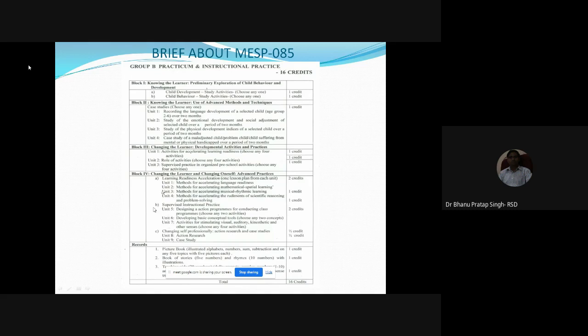As far as part B is concerned, unit 5, unit 6, unit 7: from unit 5, you have to choose two activities. From unit 6, you have to choose two activities. From unit 7, you have to choose four activities. So it becomes 4 plus 2 plus 2 plus 4, that total is 12. But as far as part C is concerned, you have to take one action research and one case study. So total activities will be 14 as far as block 4 is concerned.